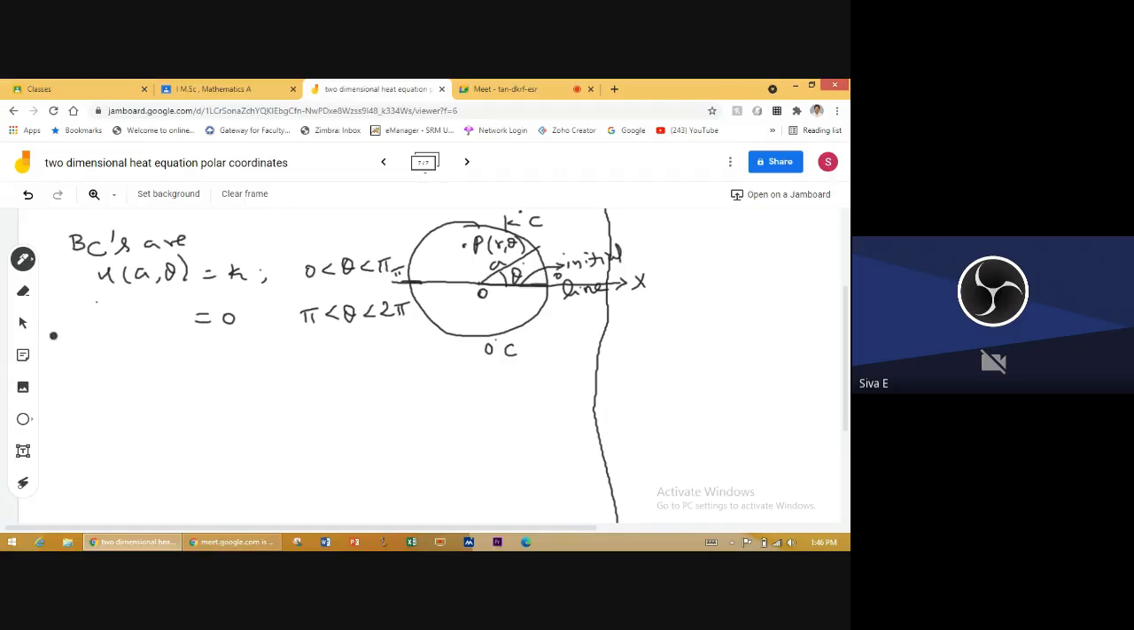This is one important MCQ. Also, when r tends to 0, u is finite. Okay. So you can see that the solution must be periodic.